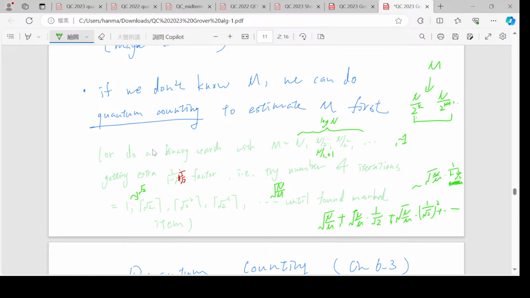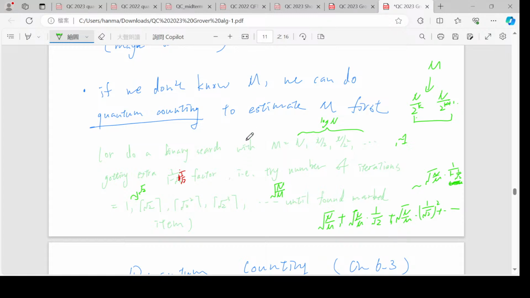But anyway, this is a binary search idea you can do, and I think if you do about square root here, you will already be pretty good. And we had some undergrads try this, and we had a pretty good result with this binary search. Okay, so that's the easier way to estimate m if you don't know it.